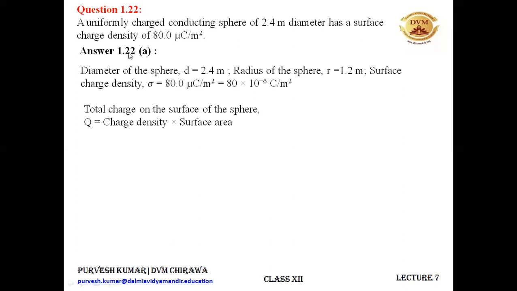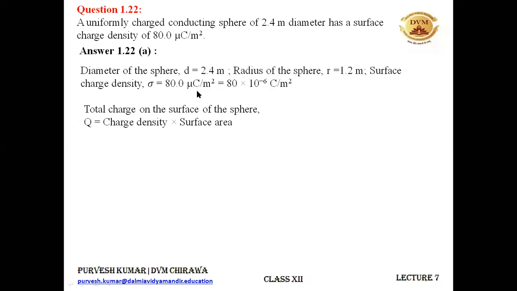So let's do this. The diameter of the sphere is 2.4 meter, and the radius will be half of it, 1.2 meter. R equals D by 2. Surface charge density sigma is given as 80 microcoulomb per meter square. So in place of micro, I should write 10 to the power minus 6. So it is 80 into 10 to the power minus 6 coulomb per meter square. The total charge on the surface of the sphere is Q equals sigma into A, because sigma equals Q upon A. That's why Q equals charge density sigma into A.